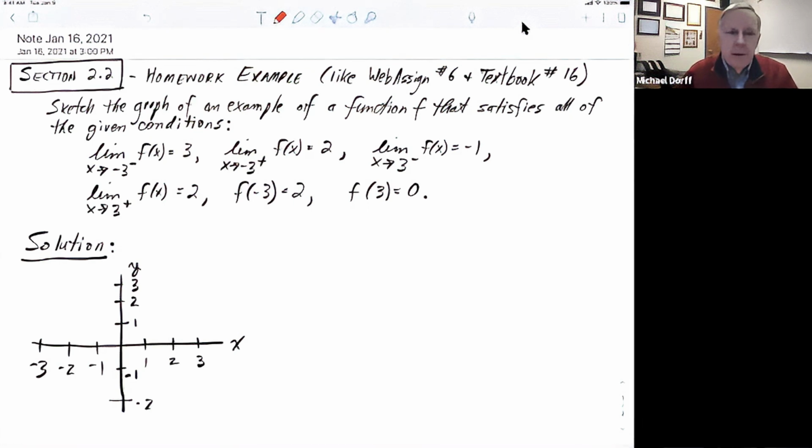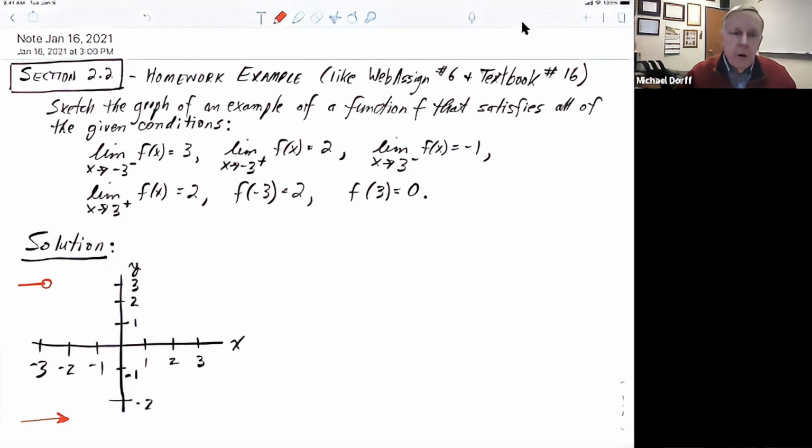So let's look at the first one. It says we have the limit of f of x equals 3 as x approaches -3, and then it has that little negative symbol to the upper right-hand side of the 3. That means it's approaching -3 from the left, or numbers that are a little bit less than -3. So I'm coming from the left going toward -3. Now it says it's going to equal a value of 3. So as x goes to -3, it's going to have a value of 3.